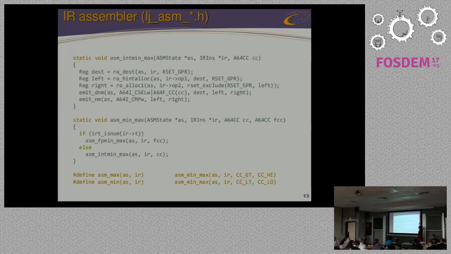A minimum maximum is a 3-operand instruction. So it has the result, the one value and the other value, the left and the right, and you want to know which one is minimum. So you allocate the register for destination, and all these functions that start with RA are register allocator functions. So you want to allocate the destination register, you allocate the left and right registers, and you emit the two instructions, compare and conditional select.